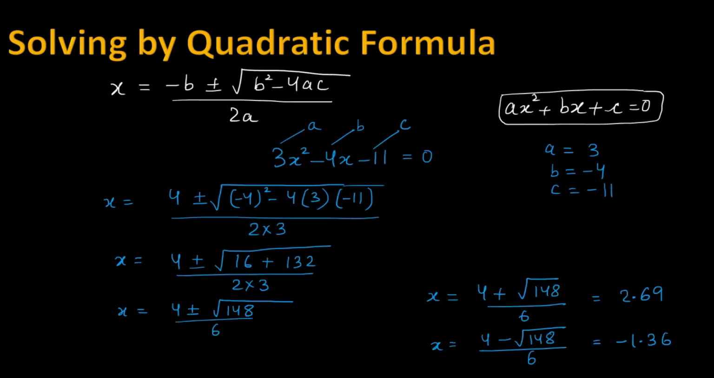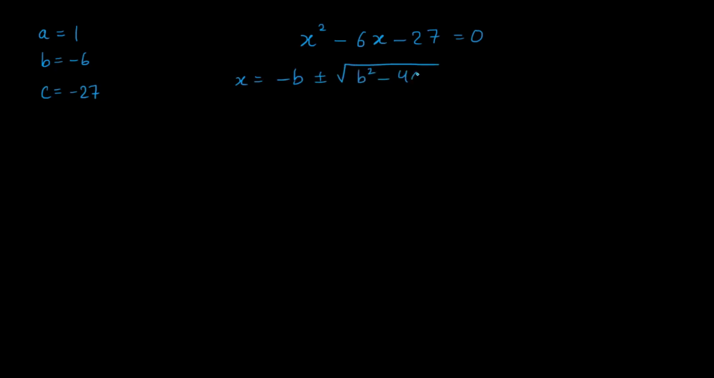Let's take another example of x squared minus 6x minus 27 equals 0. So we have a equals 1, b equals minus 6, and c equals minus 27. So the quadratic formula, x equals minus b plus minus the square root of b squared minus 4ac, divided by 2a.